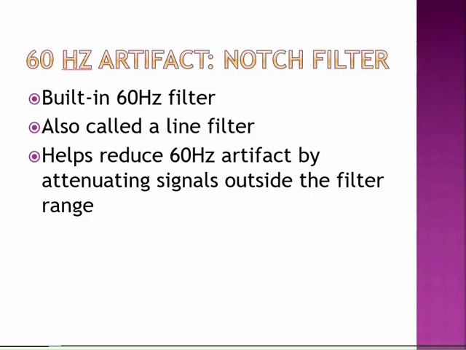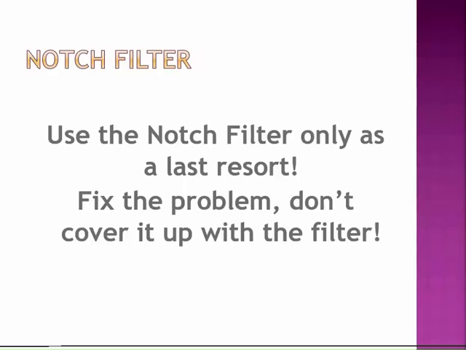Digitally, we can correct 60 hertz artifact through built-in filters, and that's called a 60 hertz filter or a notch filter, sometimes called a line filter, but essentially it attenuates signals coming through in the 59 to 61 hertz range, and that will reduce all the ambient electrical activity coming through at 60 hertz, because no physiologic signal like EEG, EOG is going to come through at 60 hertz. That's always going to be electrical interference. So this filter will correct it, but you really want to use it as a last resort.